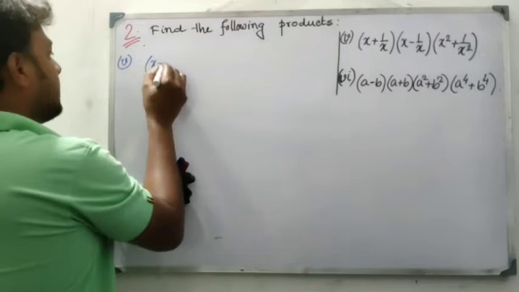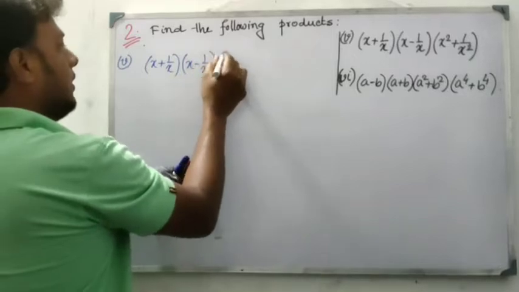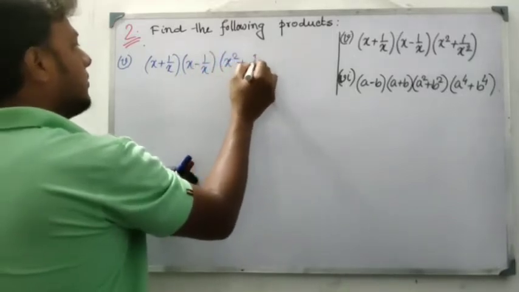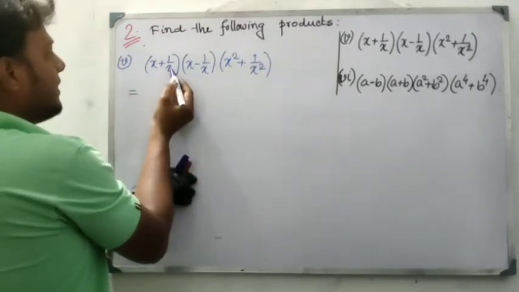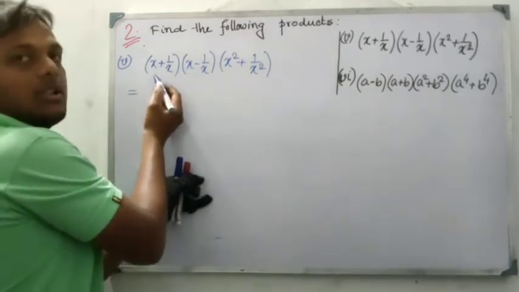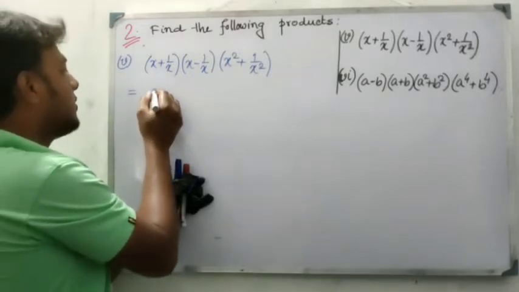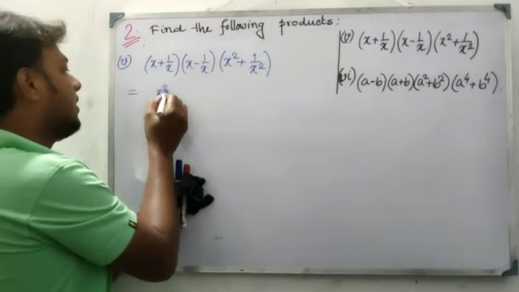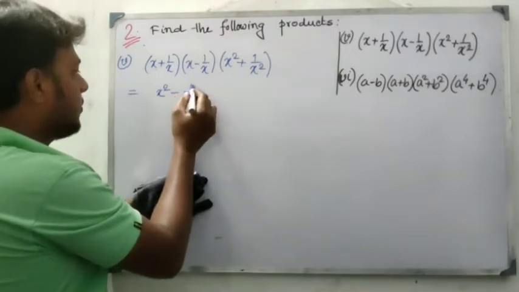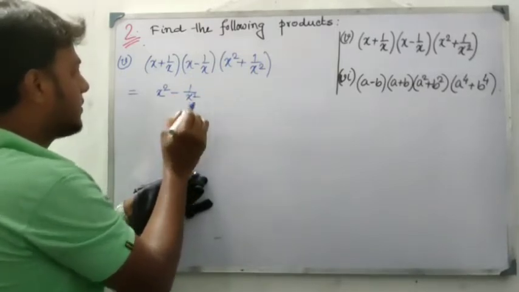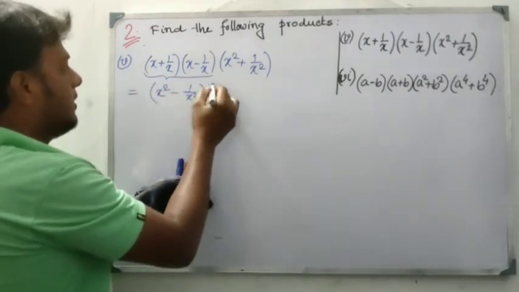Number 5 is given: (x + 1/x)(x − 1/x)(x² + 1/x²). I use that (x + 1/x)(x − 1/x) looks like (a + b)(a − b), so a² − b². Here a is x and b is 1/x, so b squared is 1/x². So after multiplying these two, we get this result, and keep the rest unchanged.